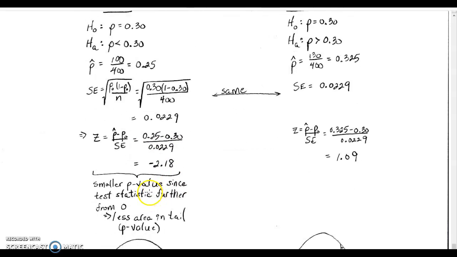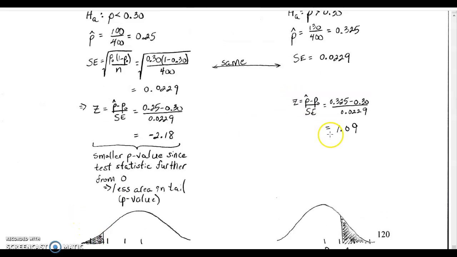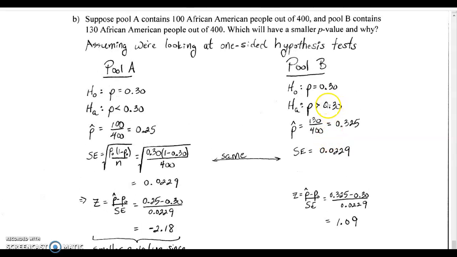Now that's going to have a smaller p-value since the test statistic is further from 0. When you convert everything to z-scores, you have 0 in the middle, and your test statistic, where p hat has a z-score of minus 2.18. I want the area in the left tail, thinking about a one-sided hypothesis test. That's your p-value, the area in the left tail. Now if I look at the situation where I had 130 out of 400, which is more than 30%, I'm going to do a one-sided right test. The alternative is that p is greater than 0.30, to see if that's the case.